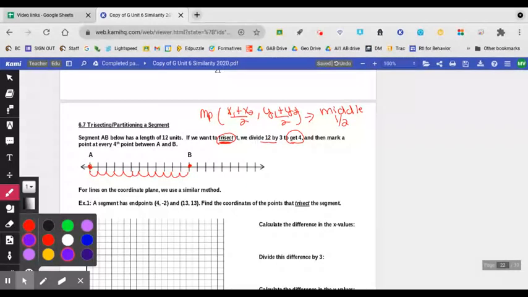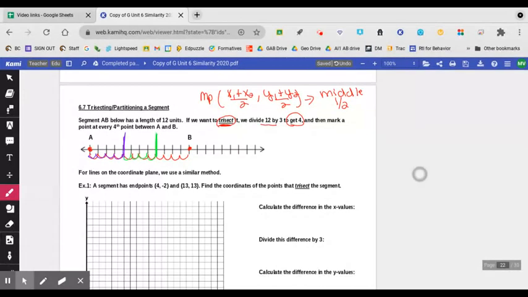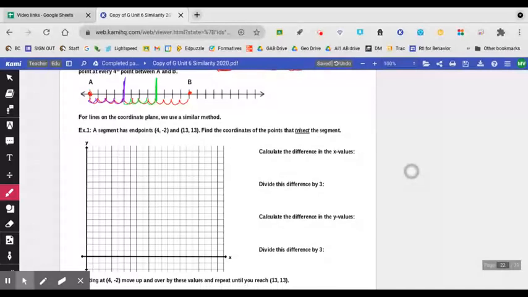So we start on A, 1, 2, 3, 4. So there's a fourth. Then start from there, 1, 2, 3, 4. There's a fourth part. And then we have 4 parts left. So we've now split AB into 3 equal parts. So we trisect it. For lines on a coordinate plane, we can use a similar method. We can't just divide one direction because not all lines are going to be horizontal or vertical.